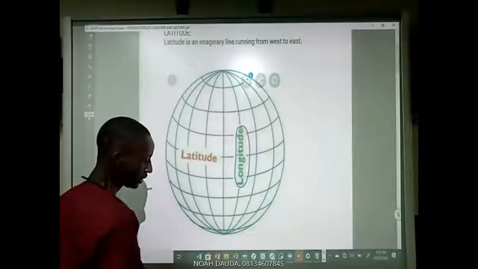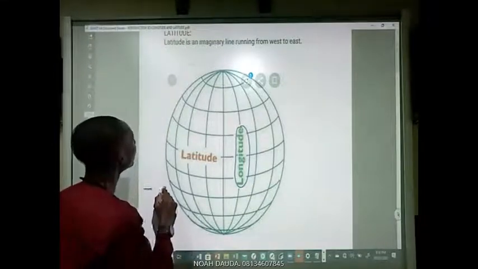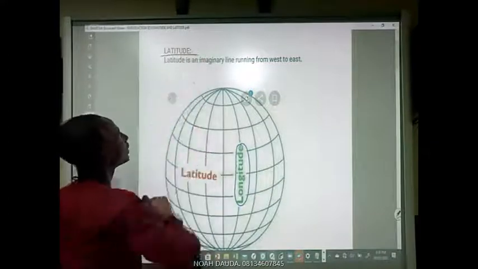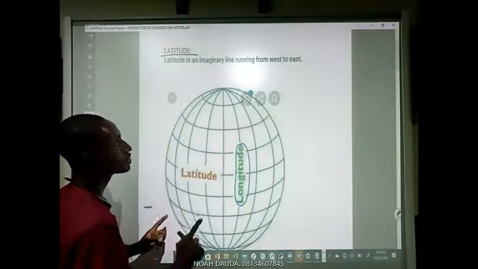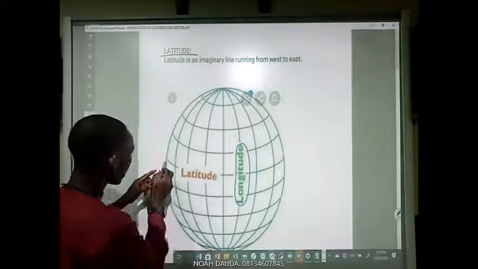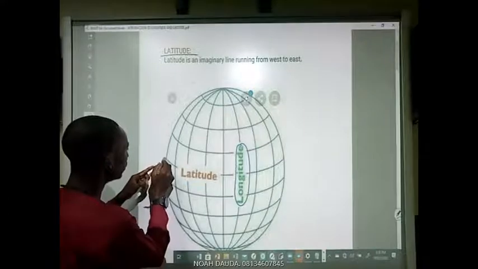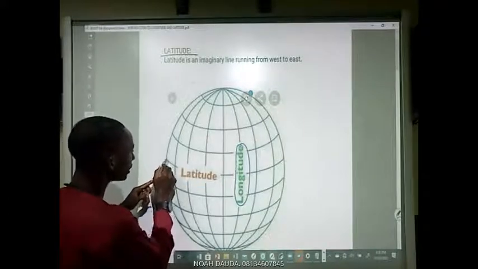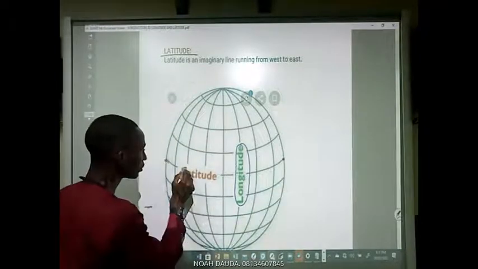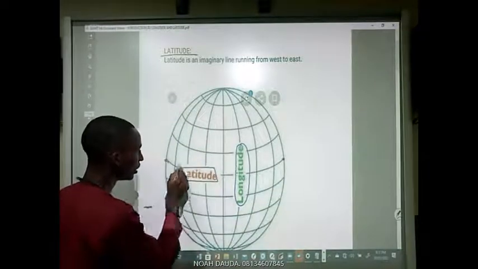Now likewise, the case for latitude. Latitude is an imaginary line running from west to east. From west to east. Now what do you mean by that? Look at latitude. It's a line running from what? From west to what? To east. And that is why we call this latitude.